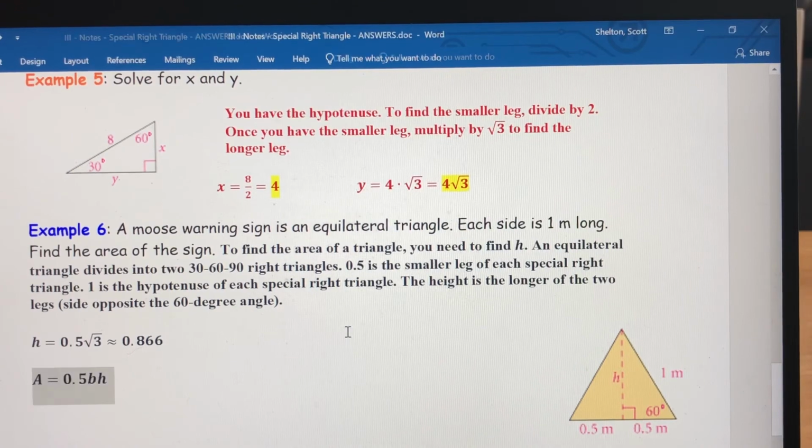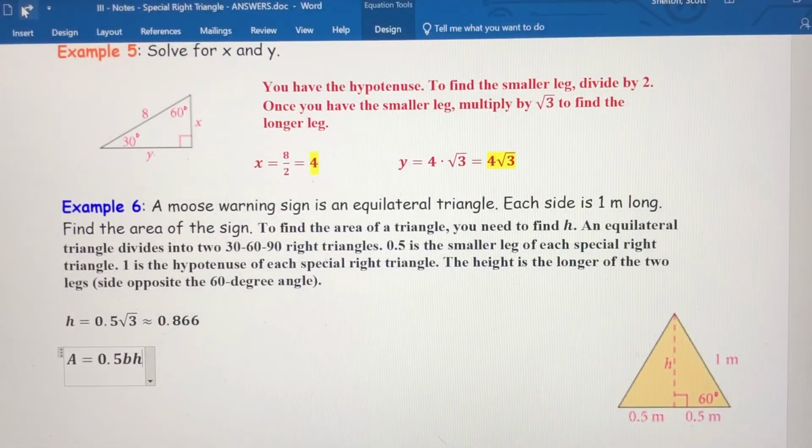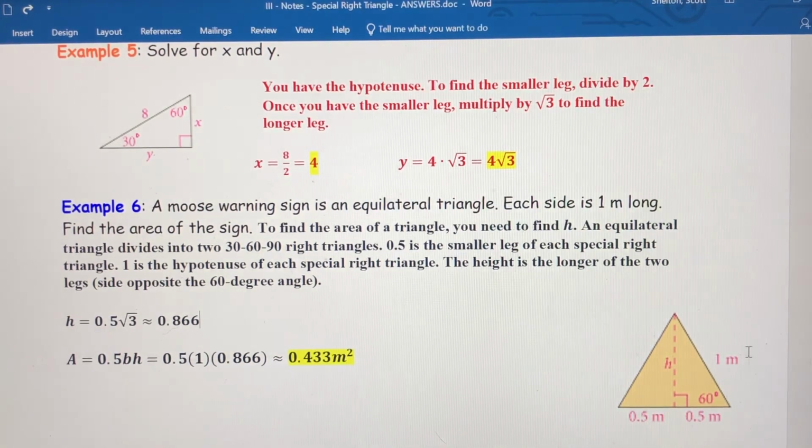So to find the area, again, the formula is 1/2 times the base times the height. The base of this equilateral triangle is 1. So we've got 1/2 times the base times what we just calculated for the height. We want to multiply these 3 values together. So we get the area of this warning sign for the moose to be approximately 0.433 meters squared. And that's how you use the 30-60-90 triangle and those concepts to solve real world problems.